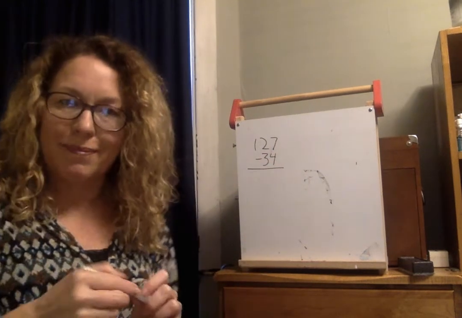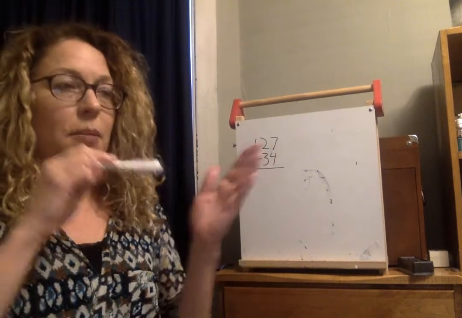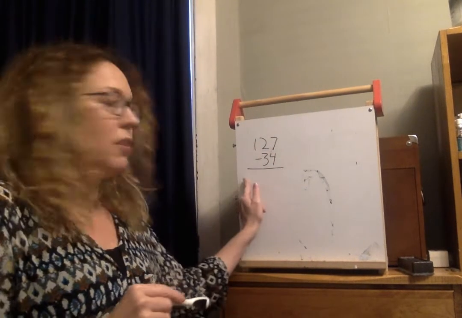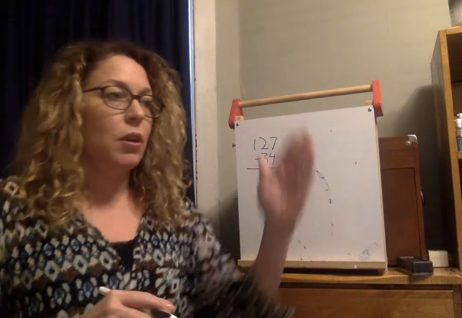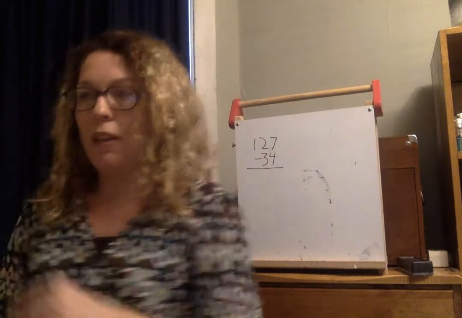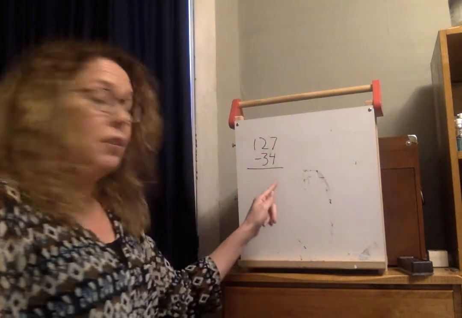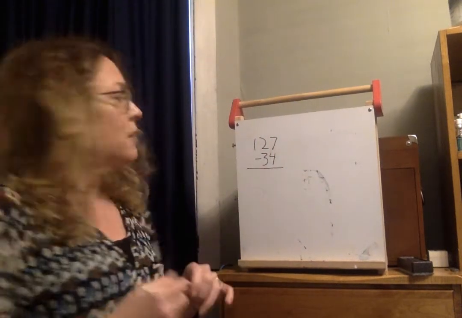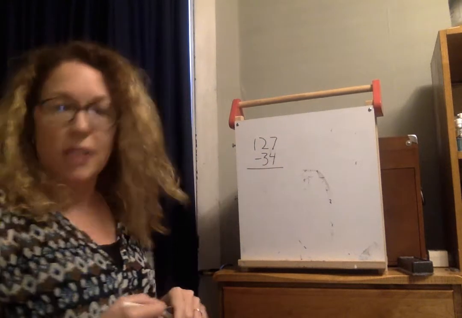Okay. All right. So when we are doing subtraction, do we start from the left or from the right? For reading, we read left to right. For math, we go right to left. So we start with our ones column just in case. Now in this case, we're fine because we can take 4 away from 7, right?